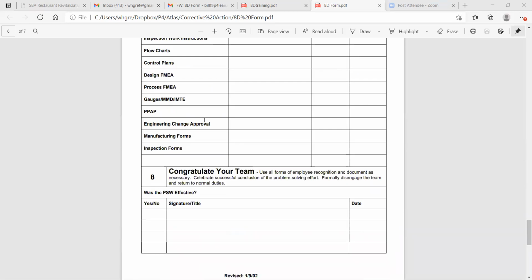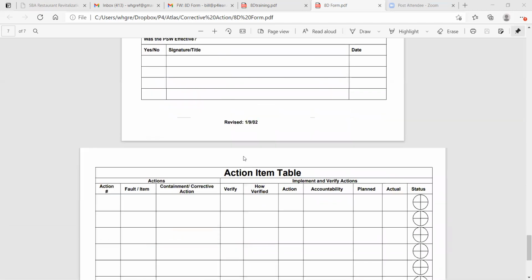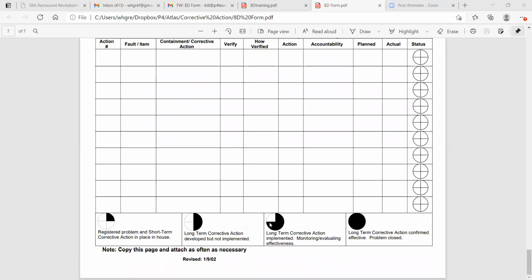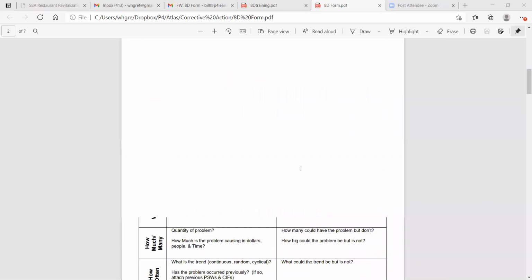And then 8, congratulate your team and validate that, in fact, the PSW was effective. And here's the action item table, as we talked about. This is where all of our activities, like the root cause analysis and other things, are going to get recorded. And you'll see here the quarter moon, half moon, three-quarters and full. So that's the form. That's the presentation on 8D.